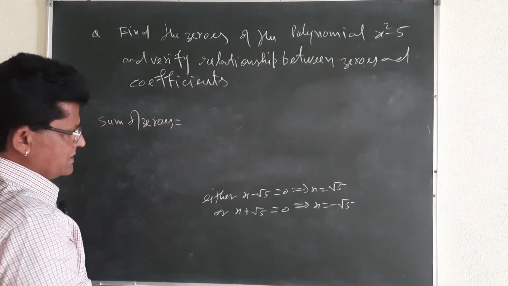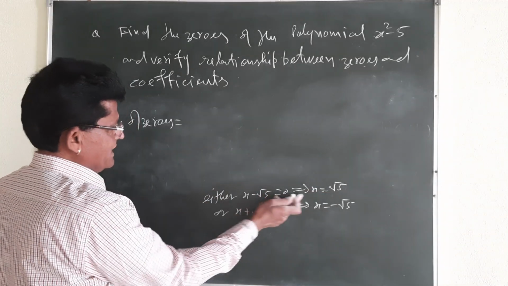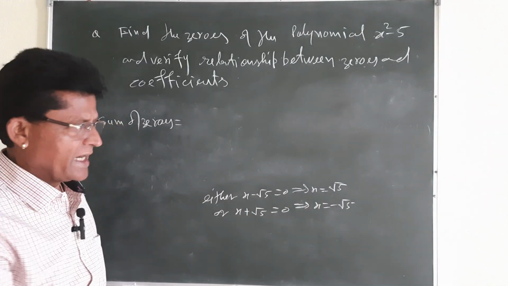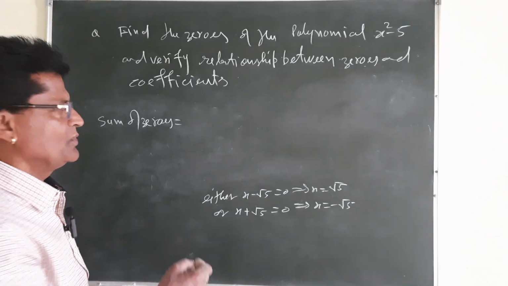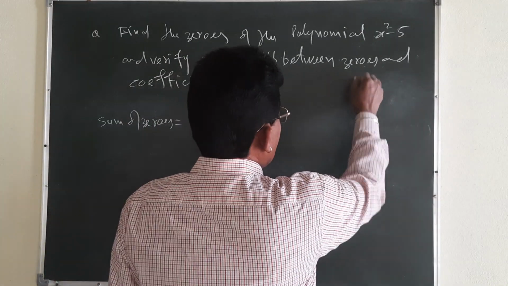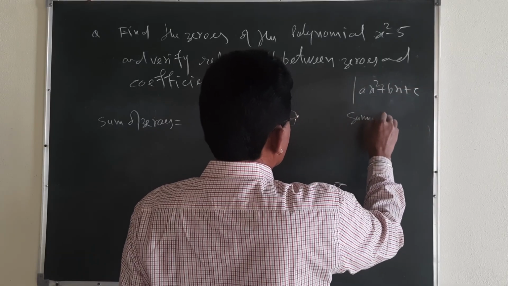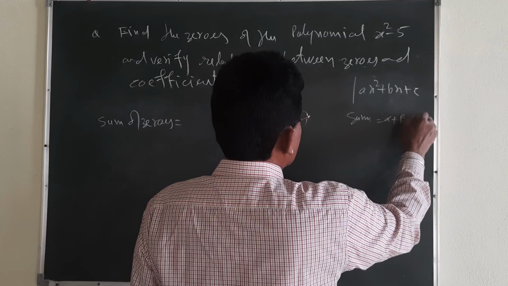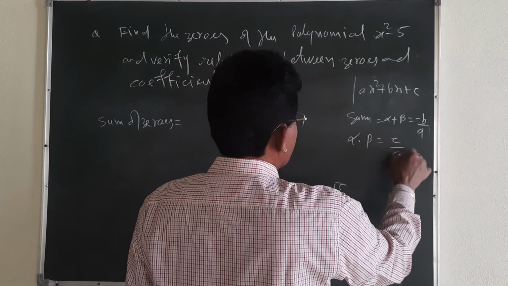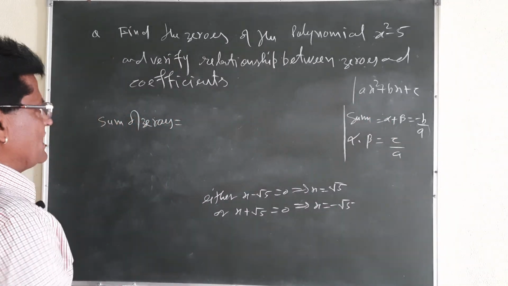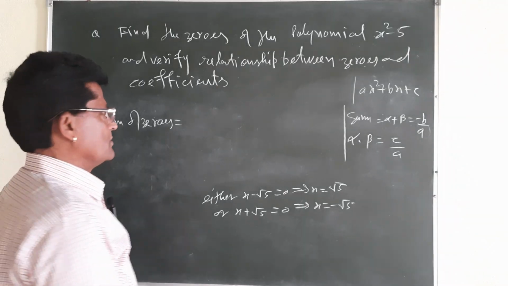Sum of zeros I used to take: one is root 5, another is minus root 5. Either you say this is alpha, this is beta, like that also you can take. That depends upon you. And while I told you this thing, sum of zeros, sum means alpha plus beta, was minus b upon a, and product of zeros, alpha into beta, is c upon a. This thing you must keep in mind while writing the relationship between zeros and coefficients of the polynomial.